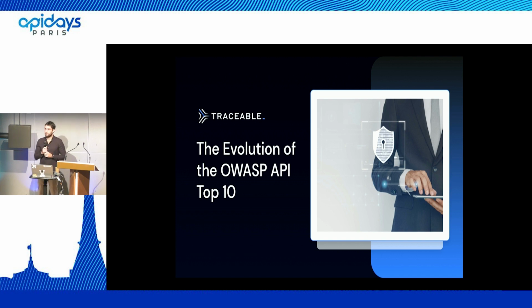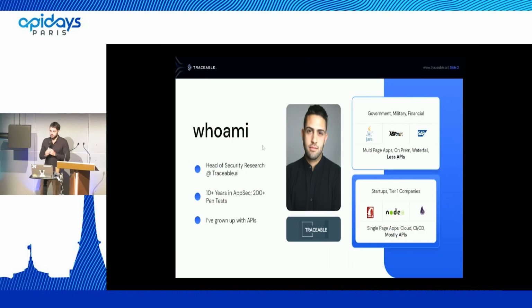Today, I'm going to talk about the OWASP API Top 10 and the evolution of this project over the last few years. Just a few words about myself. My name is Inon Shkedy. I'm the head of security research at Traceable AI, which is a startup in the field of API security.